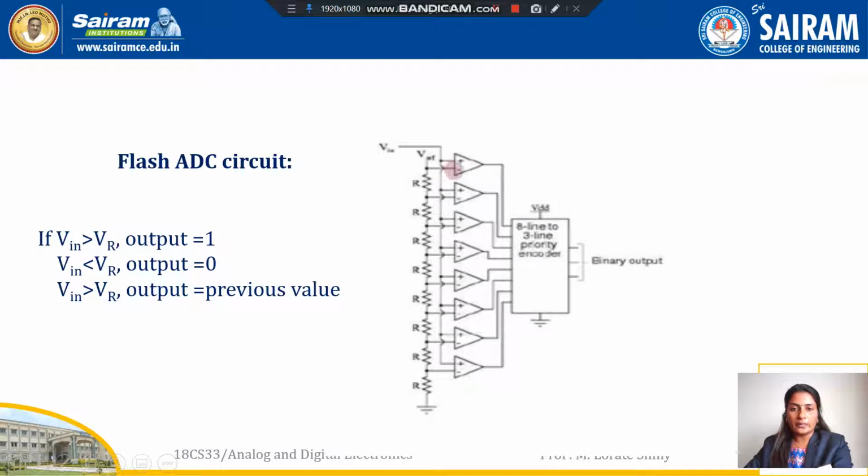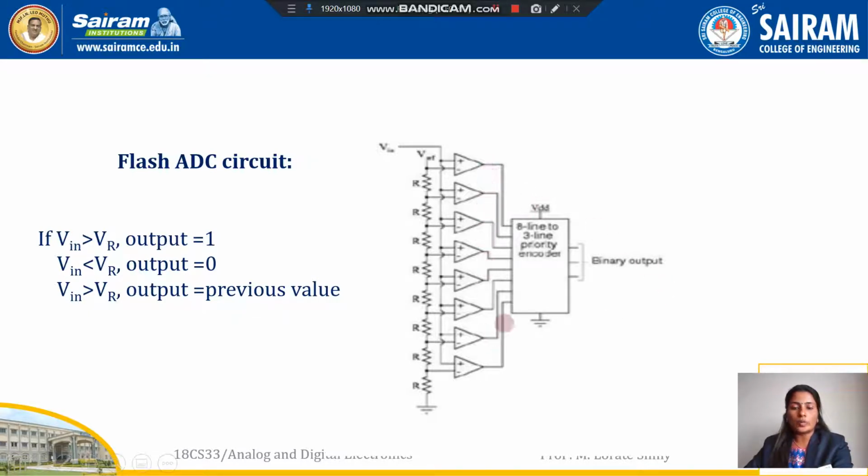So this 7 by 8 VR and input voltage will be compared. Comparison output: if VIN is greater than reference voltage, then the output of the comparator is 1. If VIN is less than reference voltage, the output of the comparator is 0. If both the reference voltage and input voltage are equal, then the comparator output will have the previous value. Previous value is 0 means 0, previous value is 1 means 1.